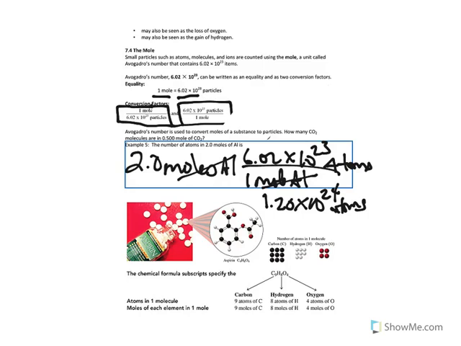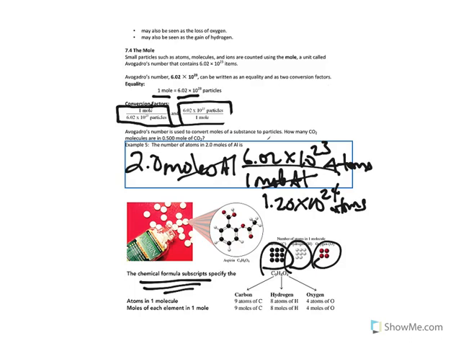The chemical formula subscripts in a molecule specify two things. They're a ratio, so they specify the number of atoms of each element within that molecule. In the example here, aspirin has 9 carbon atoms, 8 hydrogen atoms, and 4 oxygen atoms in one molecule.